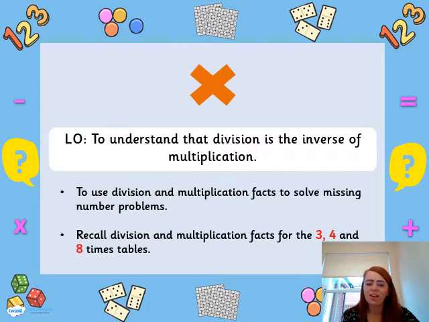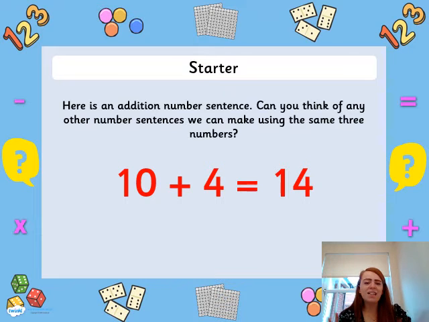Right, so let's get on then. So here is an addition number sentence. So we did loads of these, boys and girls, in class, and I'm sure that Miss Steele did loads as well with the boys and girls from her class. So we've got an addition number sentence, and it's 10 add 4 equals 14. And it's asking, can we think of any other sentences that we can make, so any other calculations or sums using the same 3 numbers. So pause the video just now and think about what other sentences you can make, and play when you're ready.